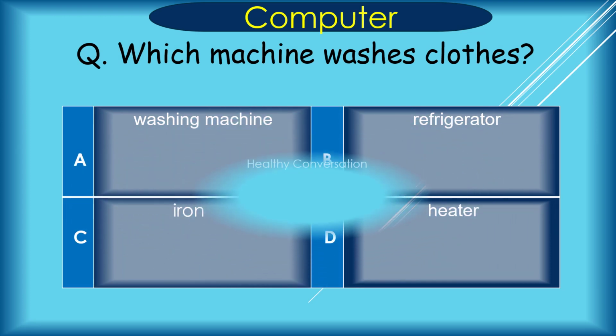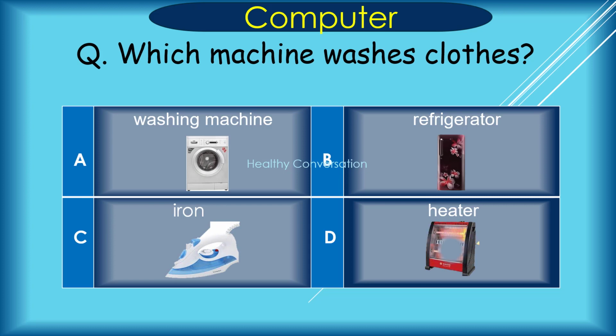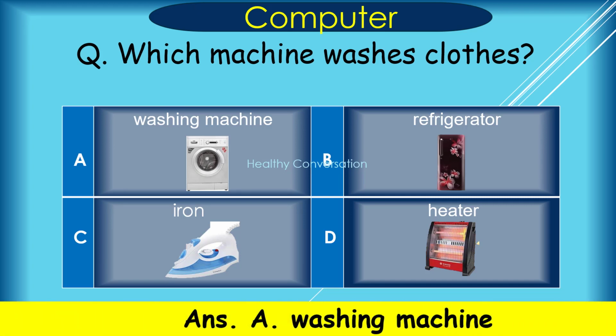Question. Which machine washes clothes? A. Washing machine, B. Refrigerator, C. Iron, D. Heater. Correct answer is A. Washing machine.